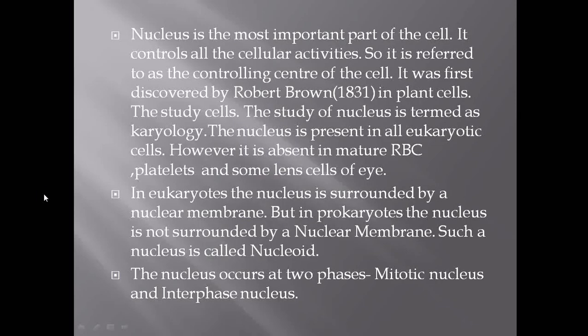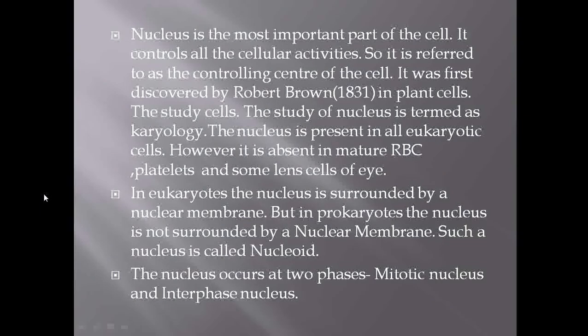Then the next slide tells you the exact structure of the nucleus. The nucleus is the most important part of the cell, as we know, and it controls all the cellular activities as our brain controls our bodily activities, isn't it? So it is referred to as the controlling center of the cell. It was first discovered by Robert Brown in 1831 in plant cells.